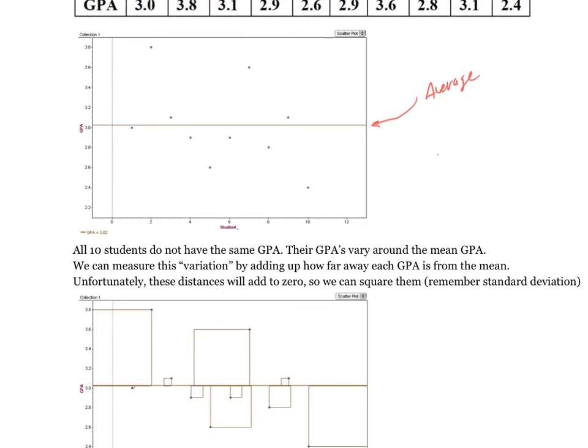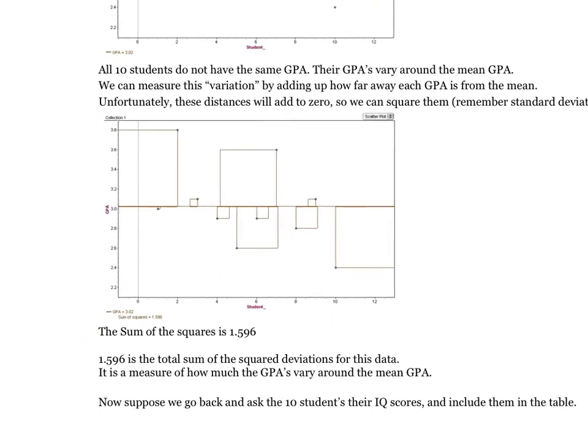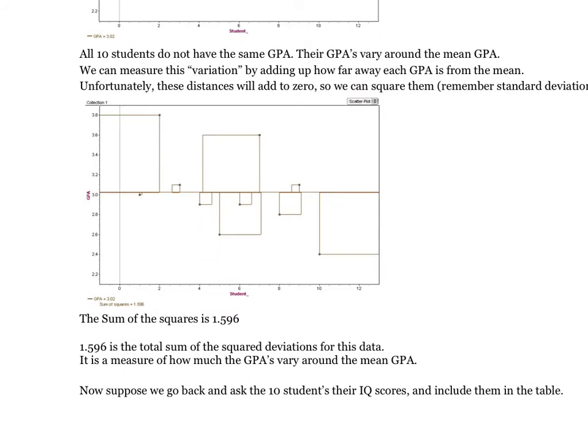Now, obviously, all 10 students do not have the same GPA. Their GPAs vary around the mean GPA. We can measure this variation by adding up how far away each GPA is from the mean. Unfortunately, remember, those distances will add up to 0 because they are residuals. So what we can do is square all those residuals, because then the negative ones become positive. You can see I took every residual here and squared it.